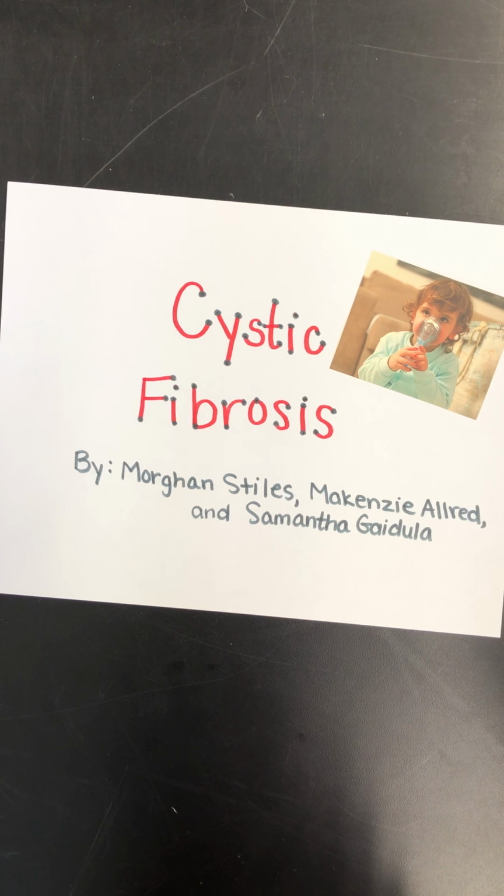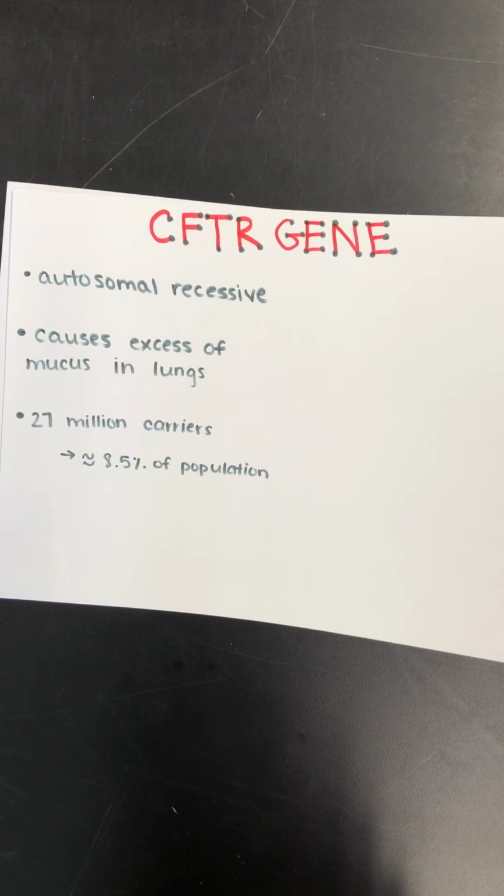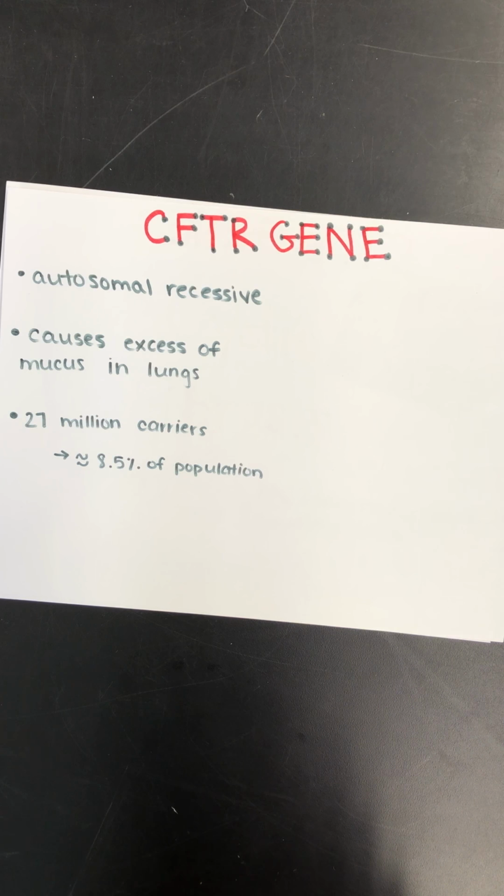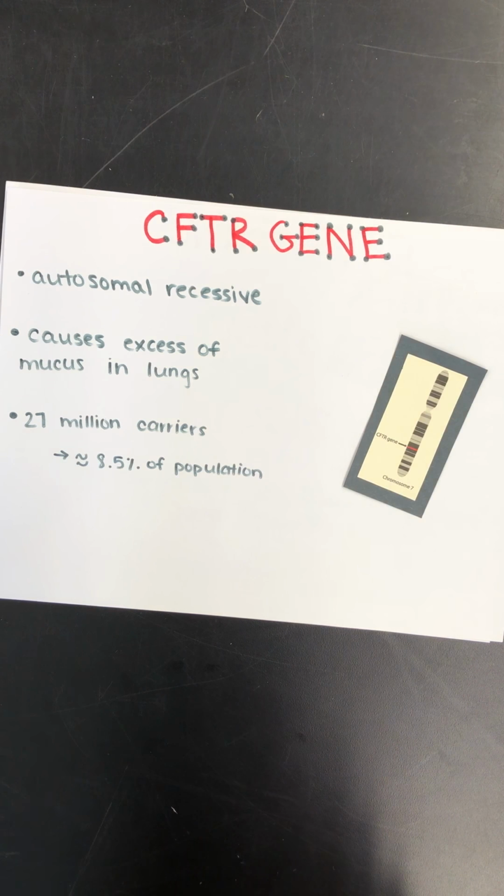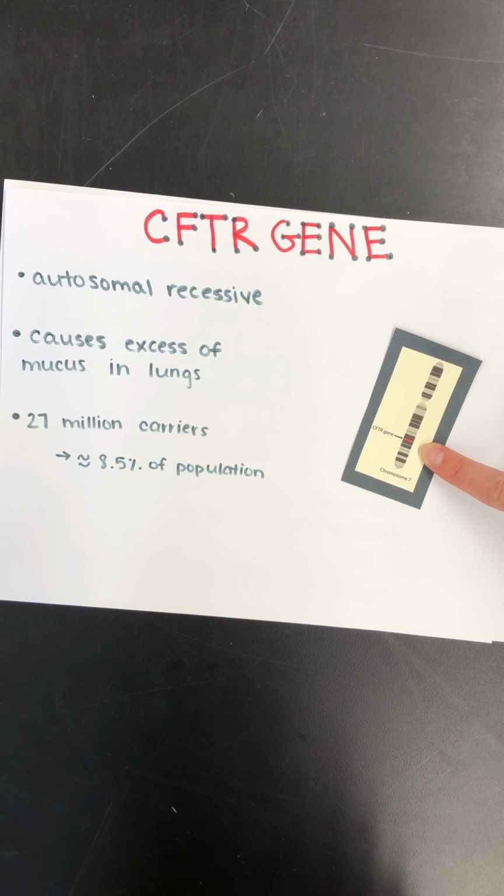Cystic fibrosis is a genetic disorder caused by a mutation in the cystic fibrosis transmembrane conductance regulator, CFTR, which controls the flow of salt and fluids in and out of cells. The defect is found on the CFTR gene on chromosome 7, shown highlighted in red here.